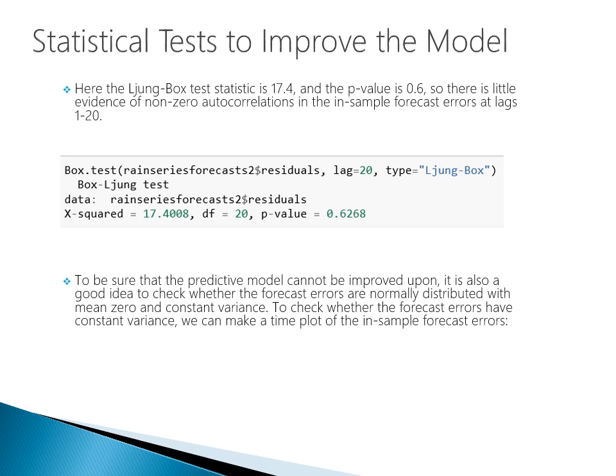So to be sure that the predictive model cannot be improved upon, it is also a good idea to check that the forecast errors are normally distributed with a mean of zero and constant variance. To check whether the forecast errors have constant variance, we can make a time plot of the in-sample forecast errors.